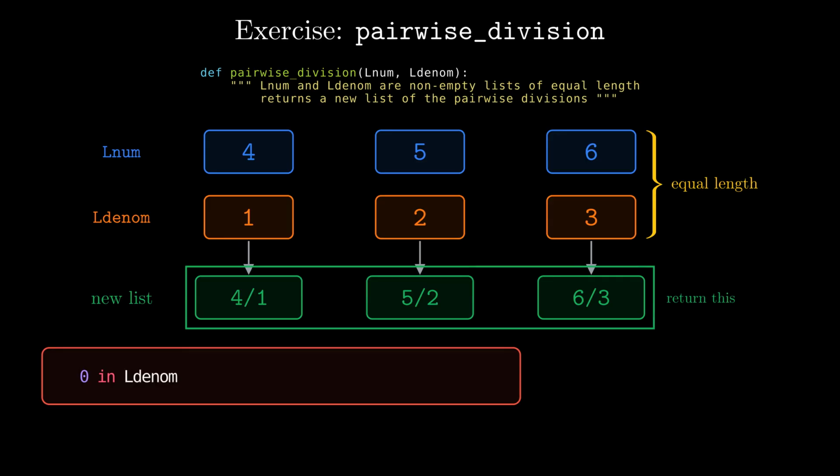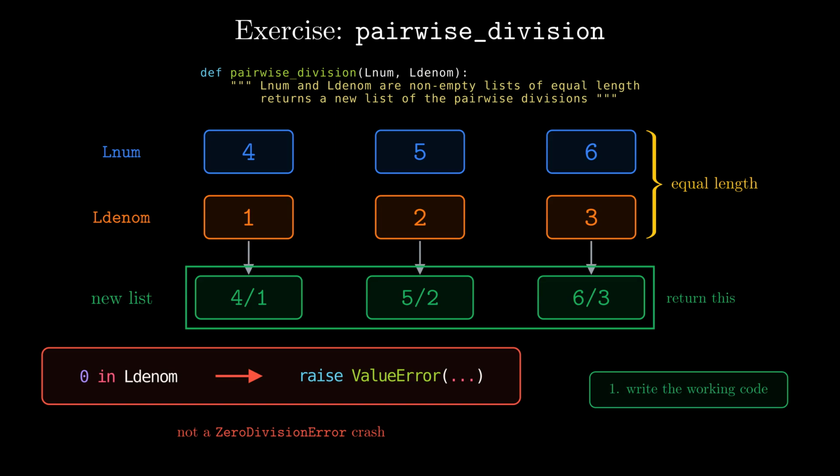If ldenom contains any 0, don't let the code crash with a zero division error. Raise a value error with a nice message instead. The plan? Write the working code first, then add the error handling.